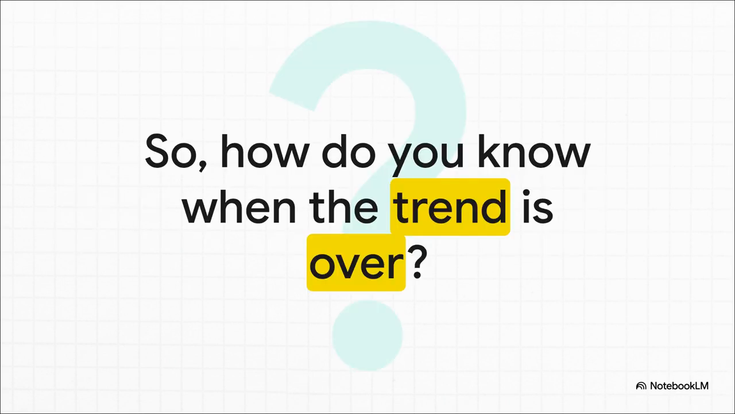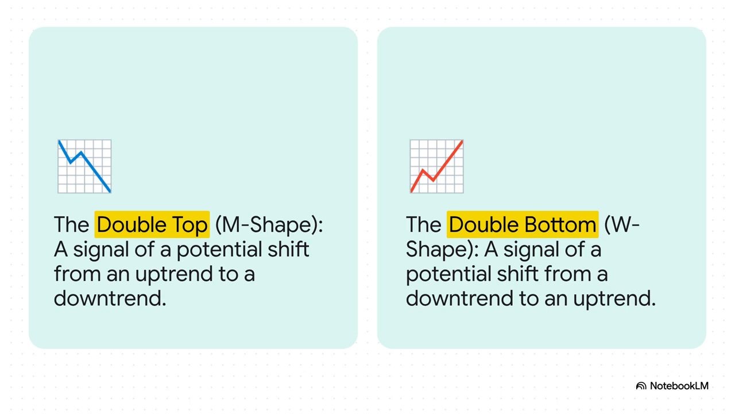Which, of course, brings us to the million-dollar question for any investor. If a trend keeps going until it stops, how in the world do you know when it's about to stop? How do you spot the moment the tide is finally about to turn? Well, Dow theory gives us some really simple visual clues to watch for. One of the most famous is the double top. It looks just like the letter M. The market hits a new high, pulls back a bit, and then tries to rally again, but it fails to break that previous high. That's a huge warning sign that the buyers are running out of steam. The opposite is the double bottom, which looks like a W. It suggests the sellers are exhausted and the tide might be ready to come back in.